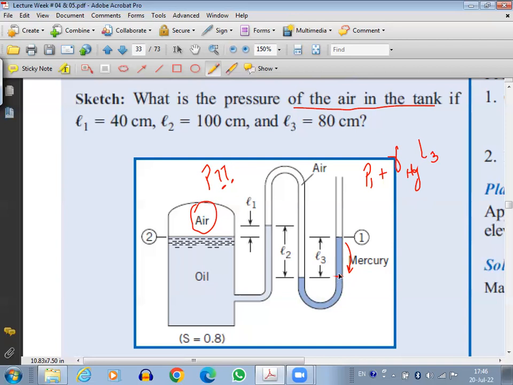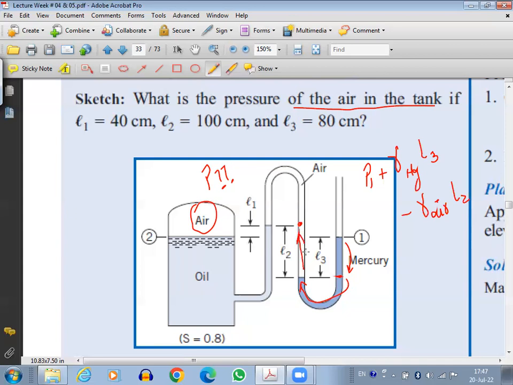Now I have reached this point. Since the pressure is same in the horizontal level, so I will jump from here to here, right? Then now from here, I will move up. So it should be minus. So minus gamma of, this is air, so minus gamma of air into L2. Right. So now I have reached from this point till here.